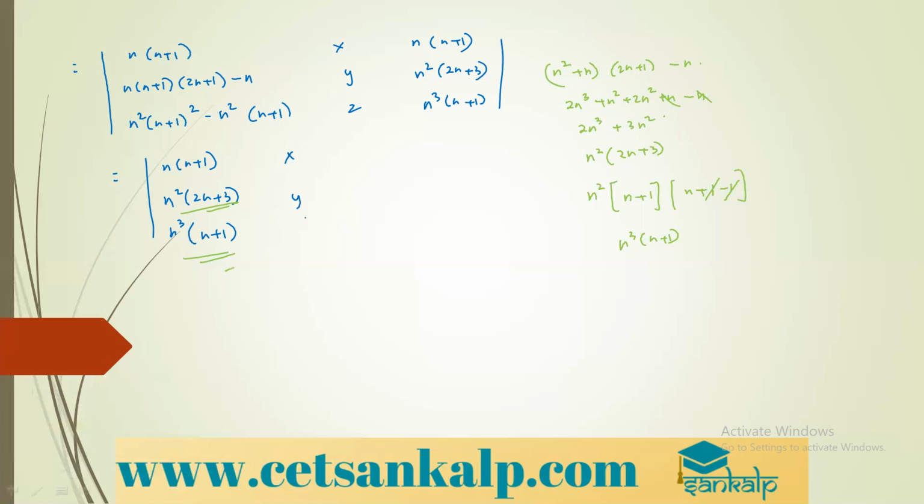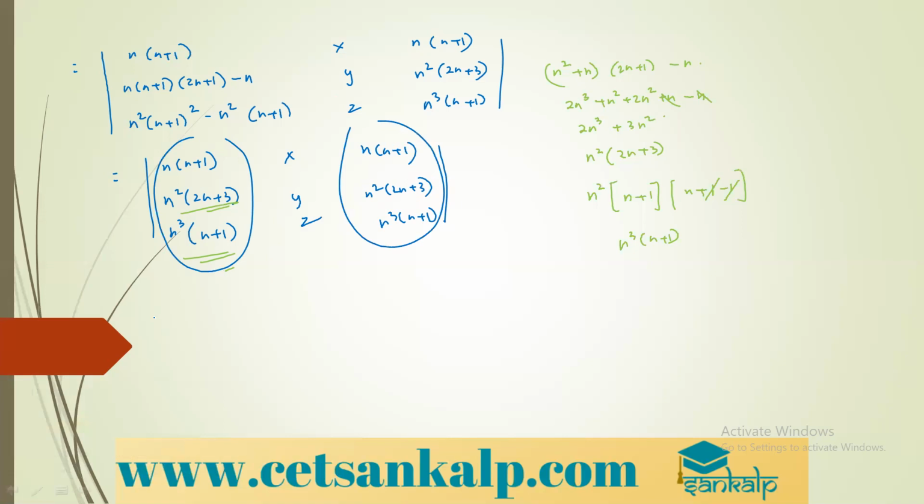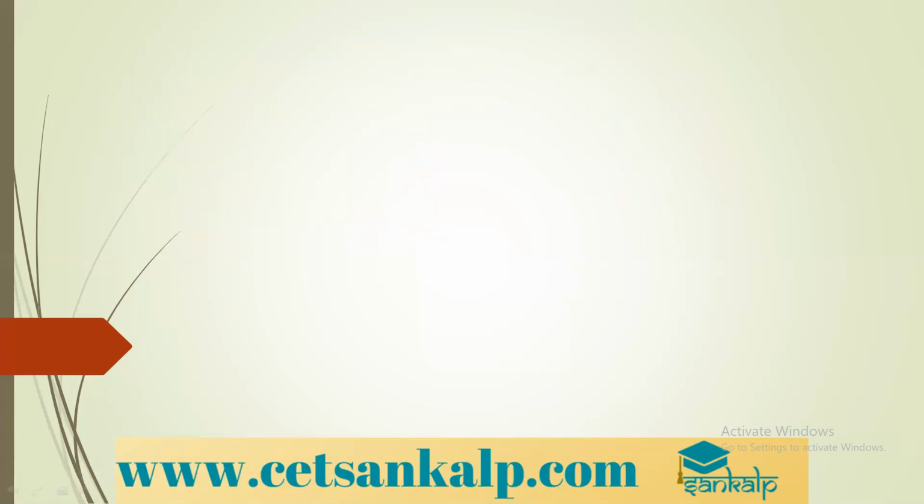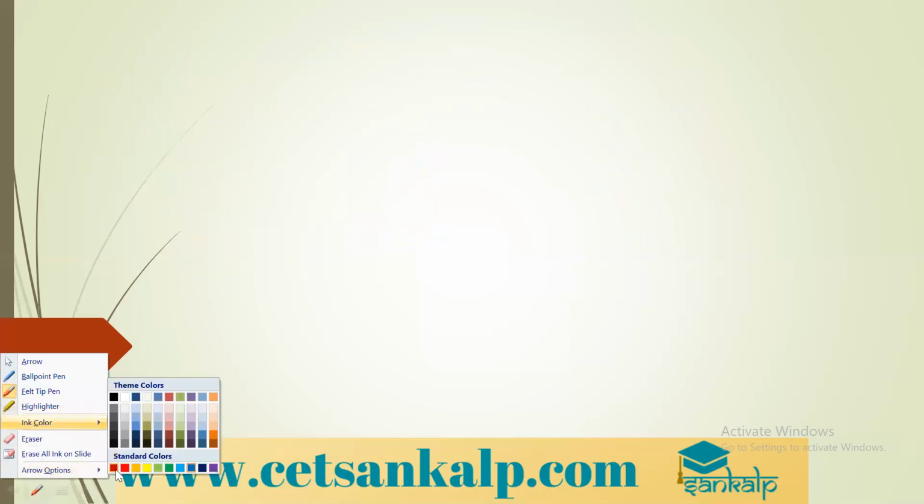And then I have x, y, z, n into n plus 1, n square into 2n plus 3, and n cube into n plus 1. I can see two columns are the same. So the determinant will be 0. So it is independent of x, y, z, n. Nothing is there in the answer. No x, no y, no z, no n. That's how I can say.